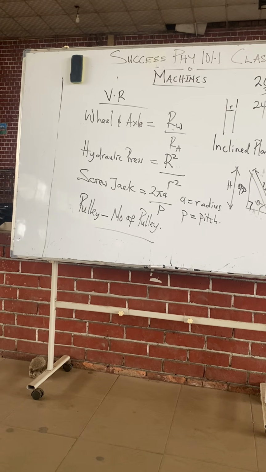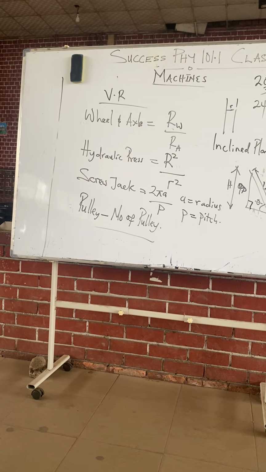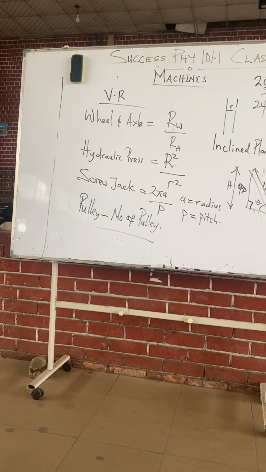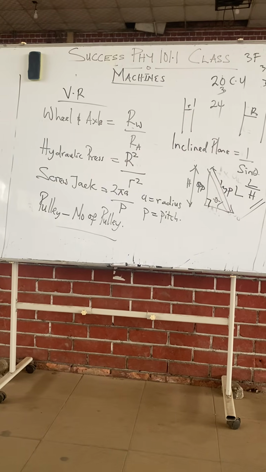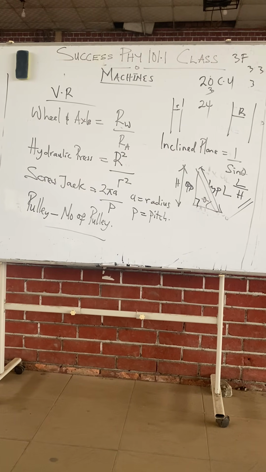I'll come again. A machine with a velocity ratio of 5 requires 1,000 joules of work to raise a load of 500 Newton through a vertical distance of 1.5 meters. Calculate the efficiency. Find the efficiency.